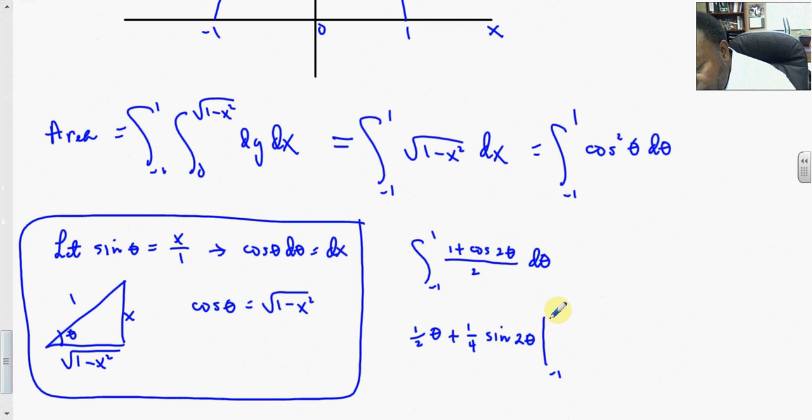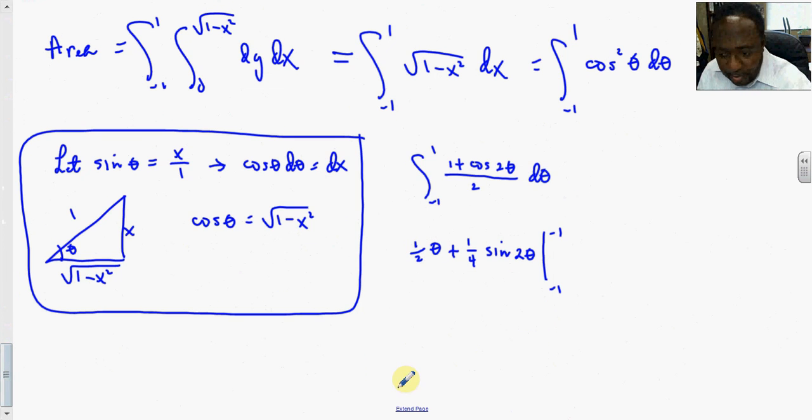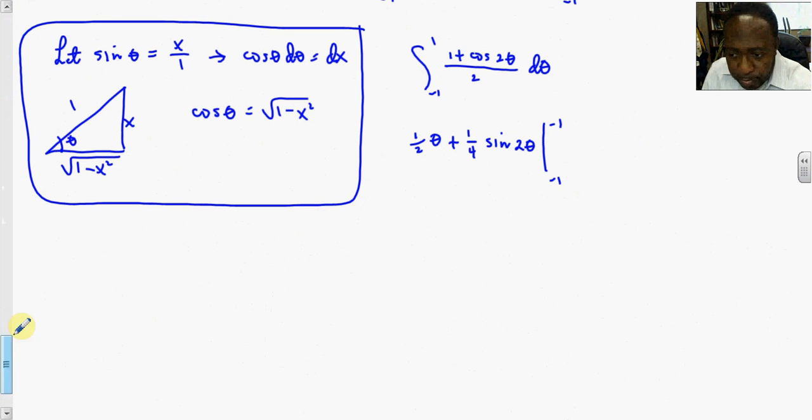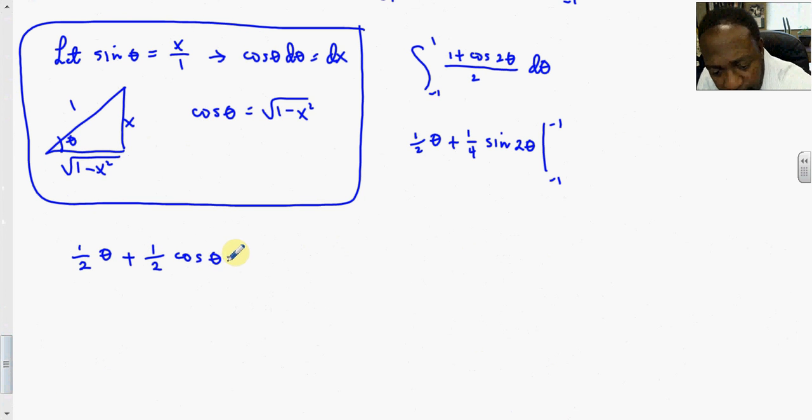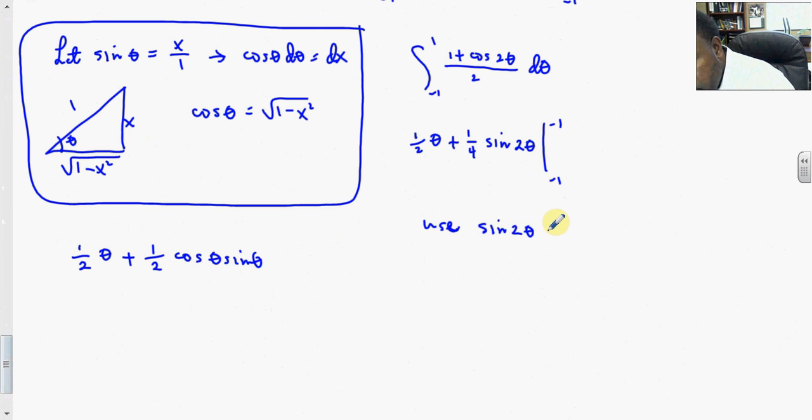The x is evaluated from -1 to 1, not the theta, so we have to transfer. So this is 1/2 theta plus 1/2 cosine theta sine theta. You write that sine 2 theta, use sine 2 theta equals 2 cosine theta sine theta, right?